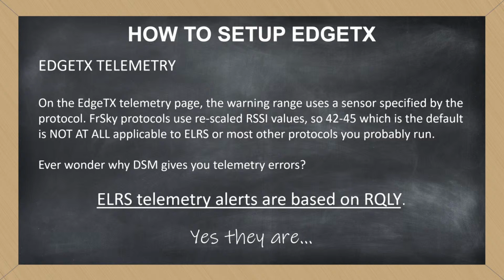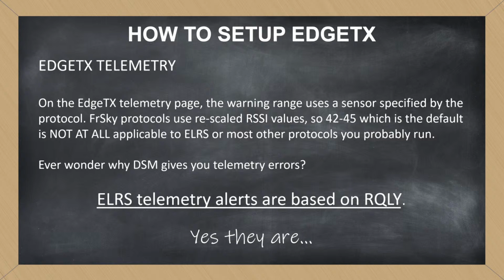because I found out from the Edge guys that those values that they used are rescaled RSSI values. So the reality is you really don't know. That 42 to 45 range is applicable and it's fine for FrSky stuff. But outside of FrSky stuff, you really need to understand what the sensor that's being used for link quality is coming back to you with. So 42 to 45 is the default when you create a model, and it is not applicable to ELRS or most other protocols that you're probably using.